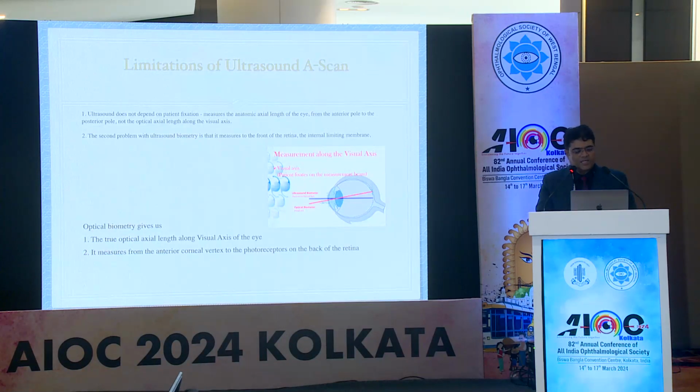We are just measuring along this optical axis. Second problem is that ultrasound biometry measures till the internal limiting membrane that is in front of the retina. But the actual measurements we need are from the RPE level, so that is what optical biometer does. Ultrasound biometers just measure till the internal limiting membrane and assume an average retinal thickness of 100 to 300 micron, and they add it and give the result. So we never have accurate results.